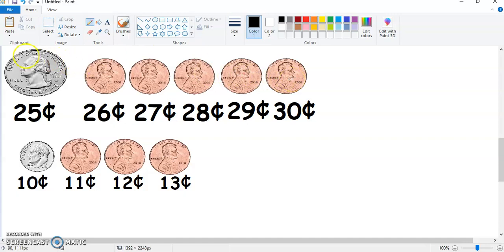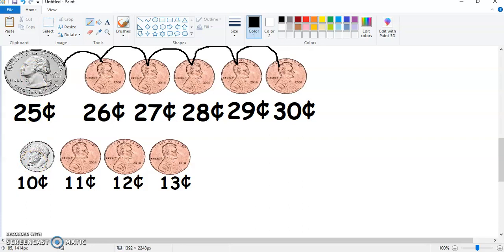Well, let's look. So we know that a quarter has 25. So we can just start with 25. We say 25, and then we're going to count on 26. That's 1 more because a penny is 1 more. 27, 28, 29, 30. Whenever we have a quarter, we always start with 25.